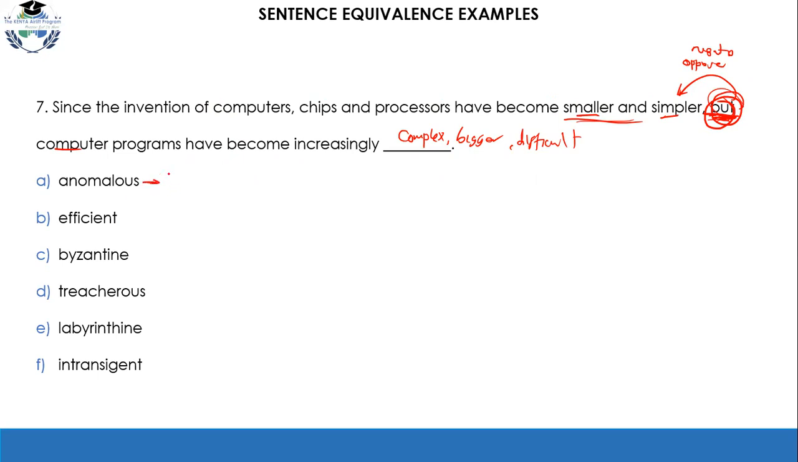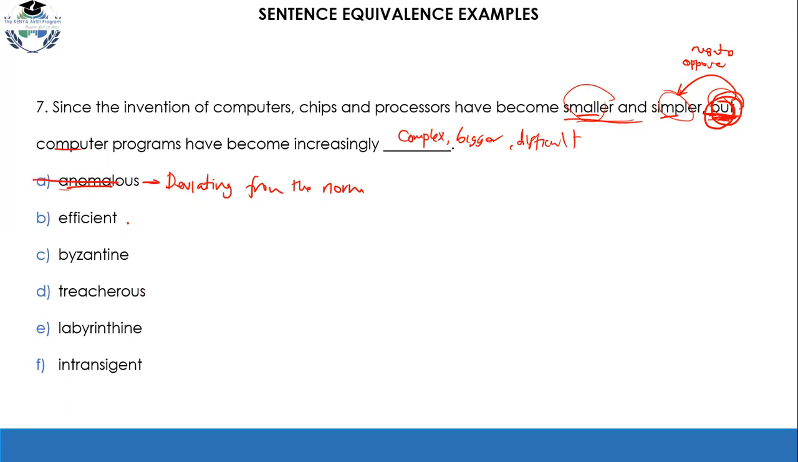Anomalous. Anomalous means deviating, not normal. So we have normal here as the root word. So anomalous meaning deviating from the norm, which in this aspect, we're not really talking about deviation. We're talking about something that is the opposite of smaller or simpler. So we need something that is the opposite of either being smaller or simpler. So anomalous will not work out for us.